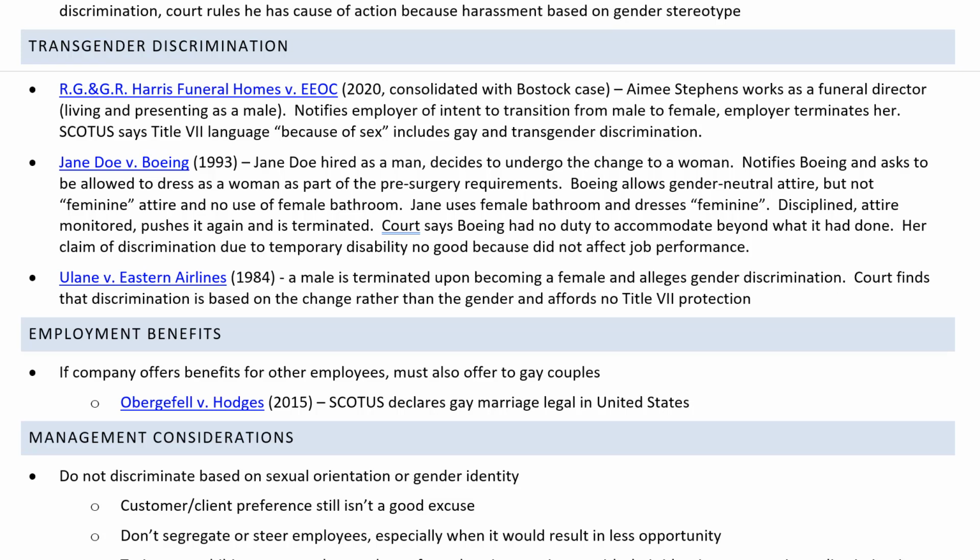In Ulane versus Eastern Airlines, 1984, so even longer ago, a male is terminated upon becoming a female and alleges gender discrimination. The court finds that the discrimination was based on the change rather than the gender and affords no Title VII protection. And that was the attitude for a long time, that discrimination against gay or transgender people wasn't necessarily sex discrimination because it was based on the change or the orientation rather than the sex specifically. And that just shows you how much things have changed in the last 30 or 40 years.